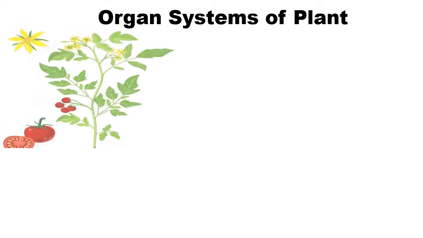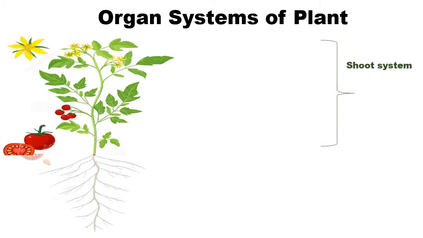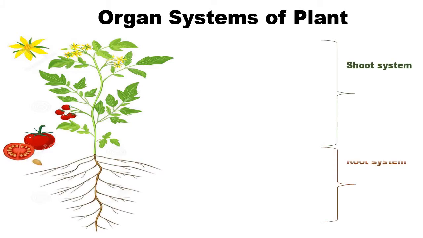Now students, the question is: what is a system? A system is a group of tissues and organs that perform a specific function. Now plants consist of two organ systems: the shoot system and the root system.